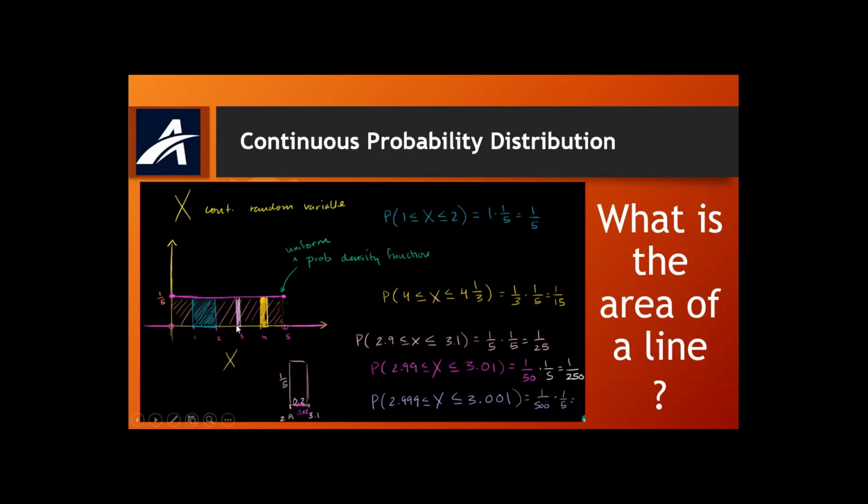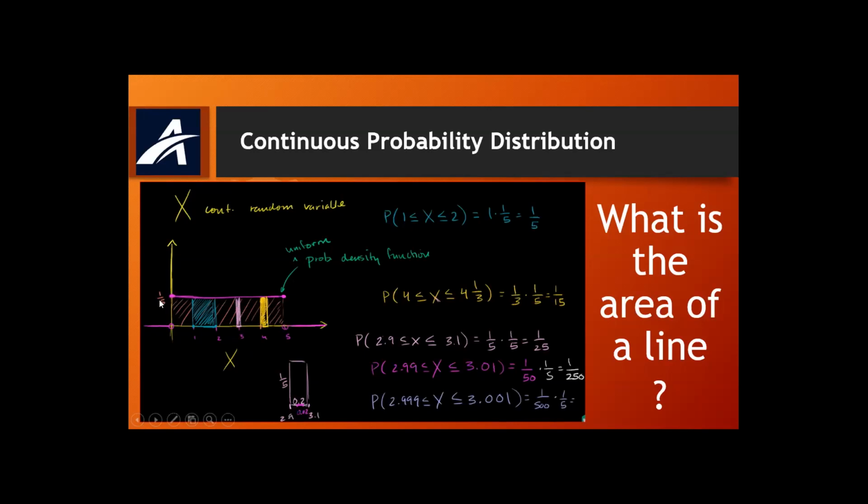X is between 2.9, this yellow here. So we pick a point here, 2.9, which is close to 3. X is between 2.9 and 3.1. What would be the area of this region?